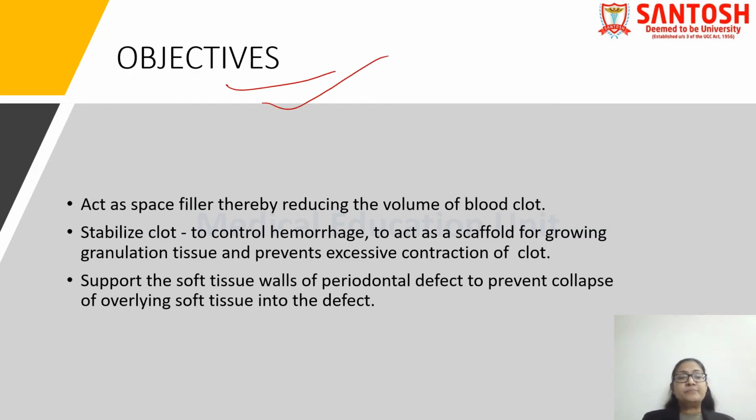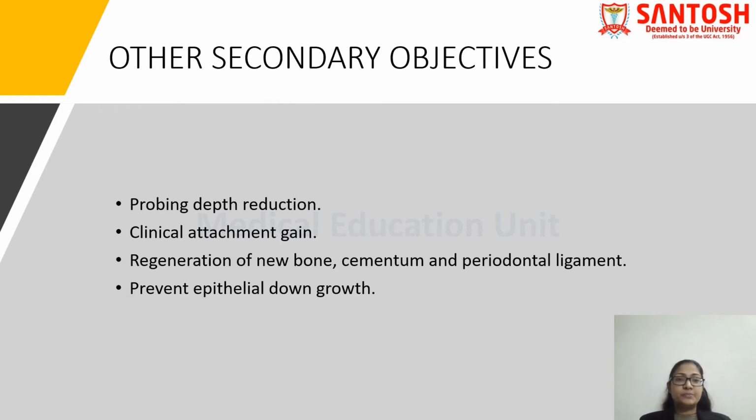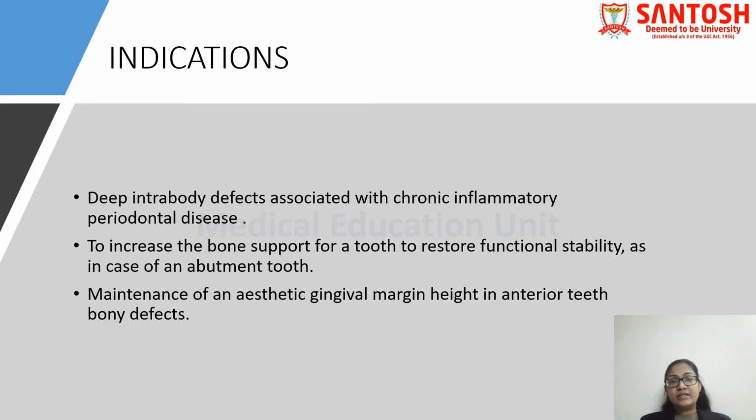So what are the objectives? Why do we do it? So it acts as a space filler. Also, it helps to stabilize the blood clot, and of course, as we saw, it supports the soft tissue walls of the periodontium. So what are the secondary objectives? What we saw previously were the primary objectives. So secondary objectives are PD reduction, that is your probing depth reduction, clinical attachment gain, regeneration of the bone, new bone, cementum and PDL, also preventing epithelial downgrowth.